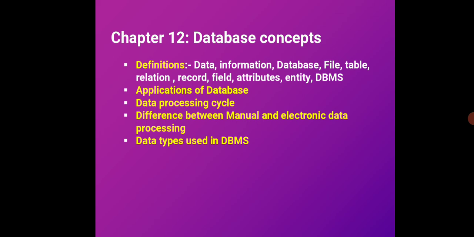Next is the data processing cycle. In data processing cycle: data collection, data input, data process, data output, data storage, maintenance. Okay, this is the data processing cycle. Next is the difference between manual and electronic data processing, and data types used in DBMS. Okay, there are 5 data types used in DBMS: number, character, date, logical and memo.